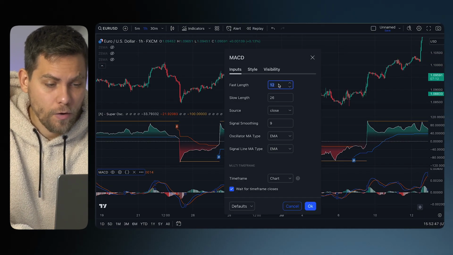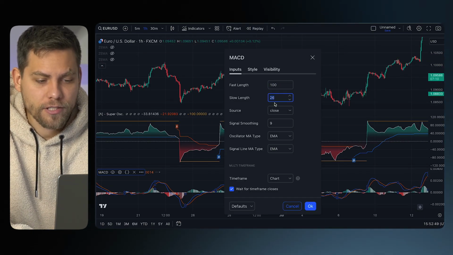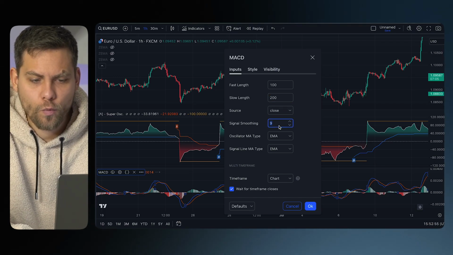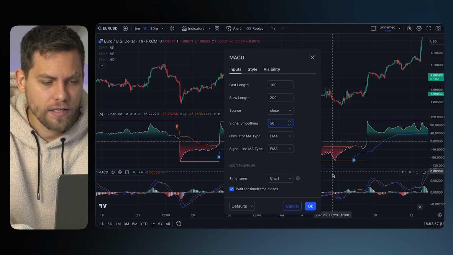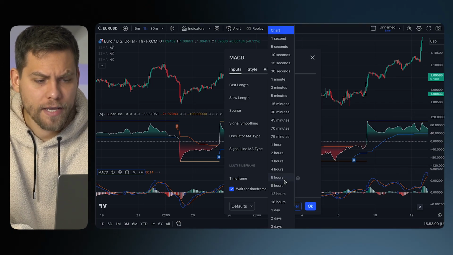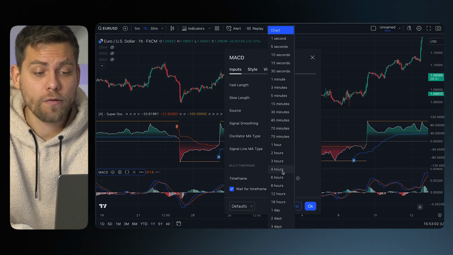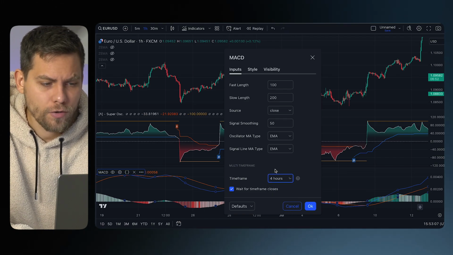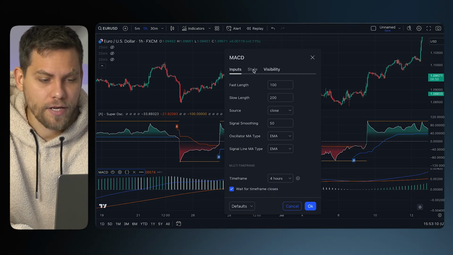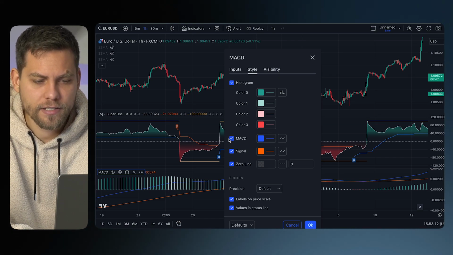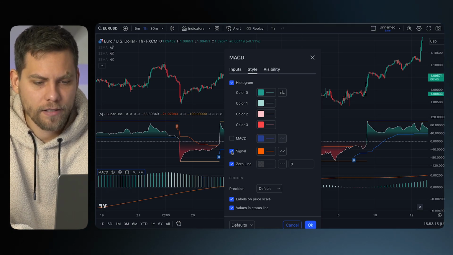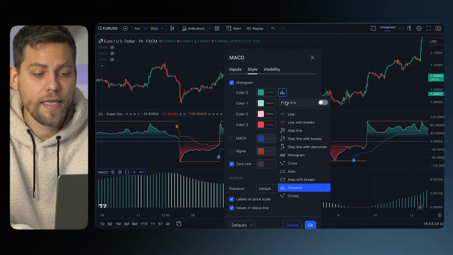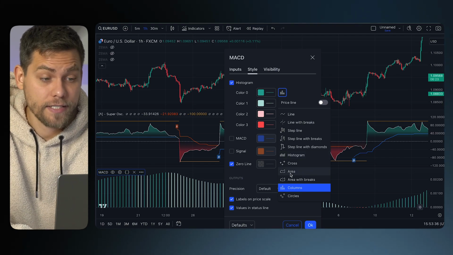For the fast length, we set it at 100. For the slow length, we set it at 200, and for signal smoothing we set it at 50. Then here for the time frame we set it on a higher time frame than our chart time frame. Right now we are on a 1 hour time frame, so here we set it on 4 hour time frame. And then here in the style tab we remove the MACD line and signal line. For the appearance of the histogram we set it on the area. Everything is already set on the chart.